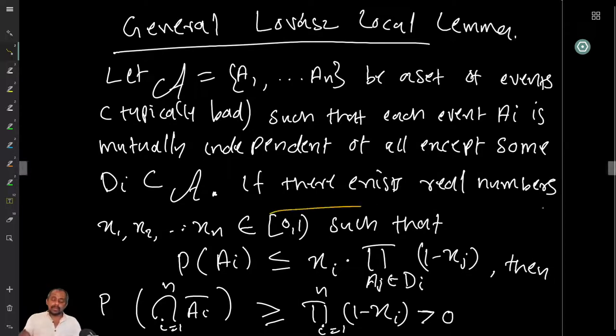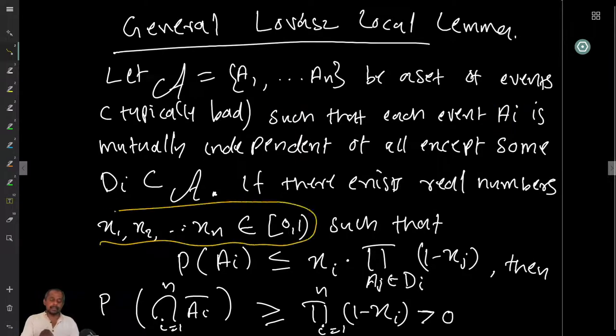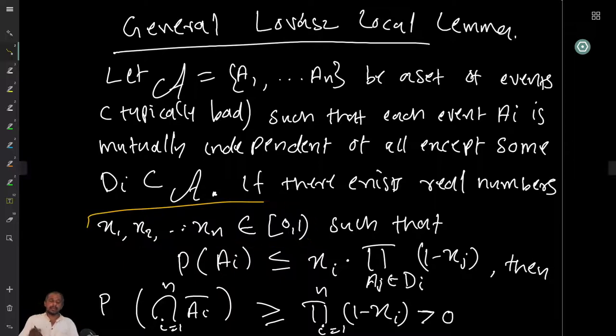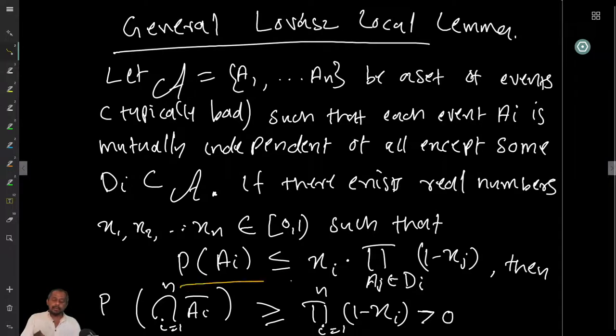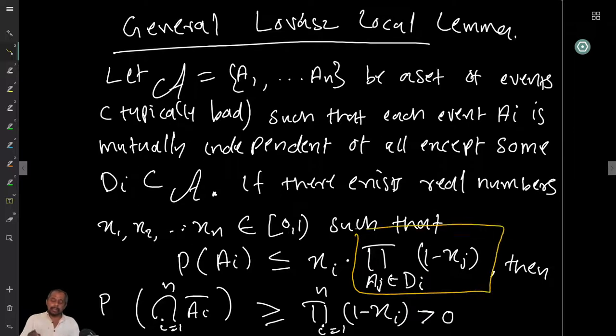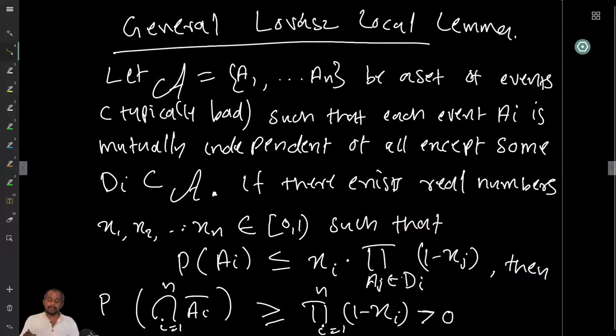Now, suppose you can find real numbers X1, X2, etc., Xn corresponding to A1 to An. So for each event, I am also finding a corresponding real number in the open interval (0, 1), such that the probability of Ai is at most Xi times the product over all the events Aj in Di. These are all the dependent events, the events that Ai may depend on, or that can be affected by Ai.